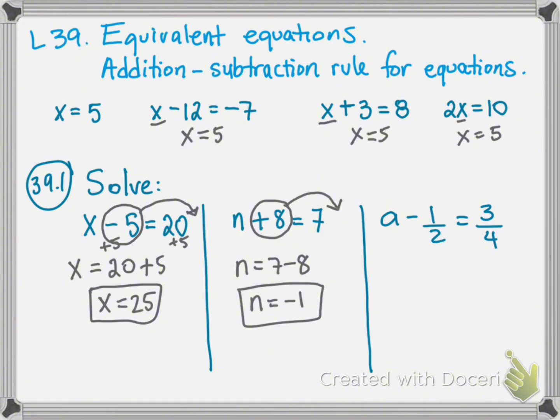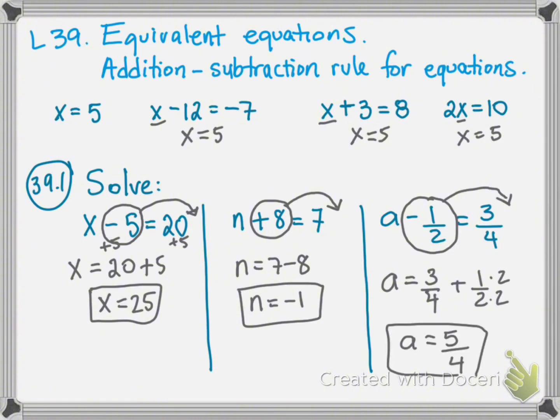And we do the same for fractions. So in this case, the 1/2 is negative, or subtracting, so we have to pass it here to add. Now, when we add, remember we have to find a common denominator. And the answer would be a equals 5/4.